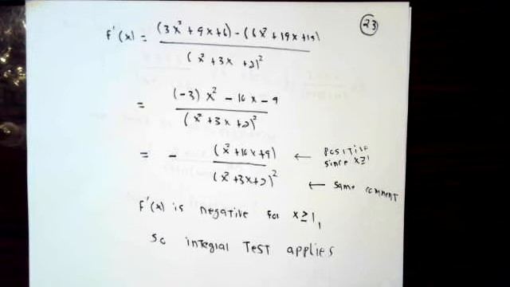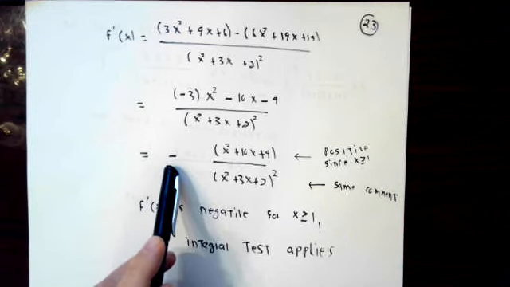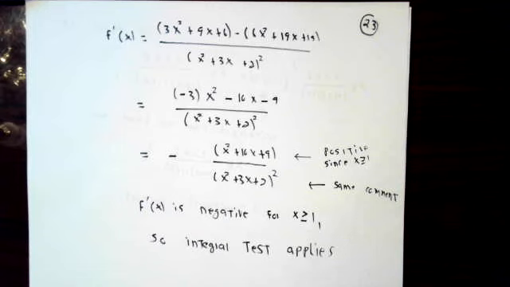So regardless of what x is, as long as it's bigger than 1, which are the ones we're interested in, this fraction is a positive number divided by another positive number, which is positive. And then when you take the negative of that, you get a negative number. When x is bigger than or equal to 1, f prime of x is negative, so the function is decreasing, which is what we wanted to see. The integral test can be applied.